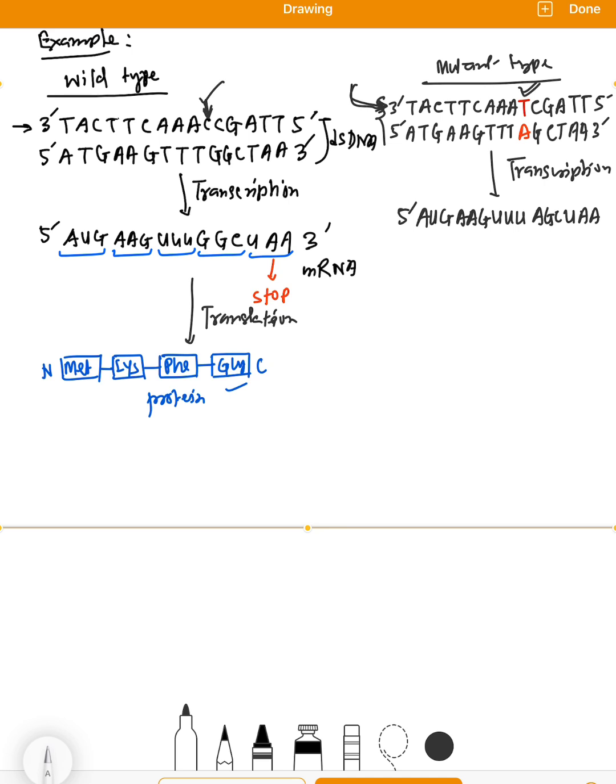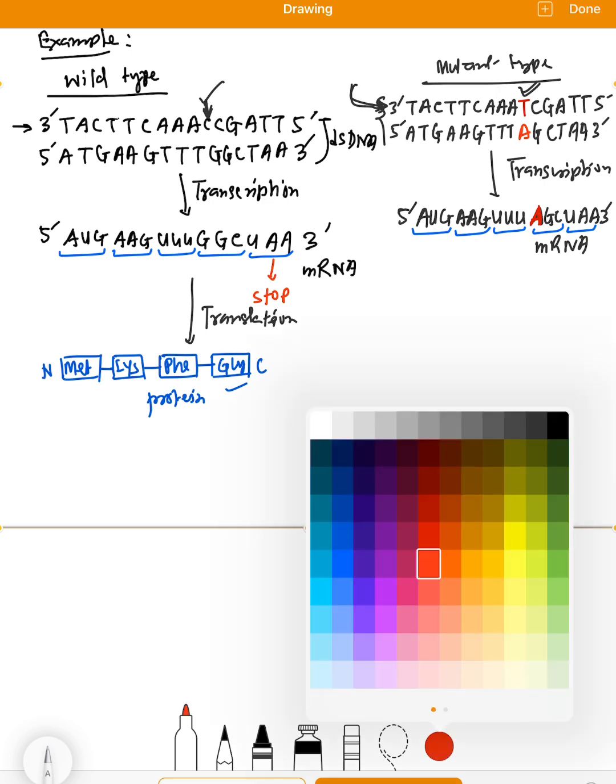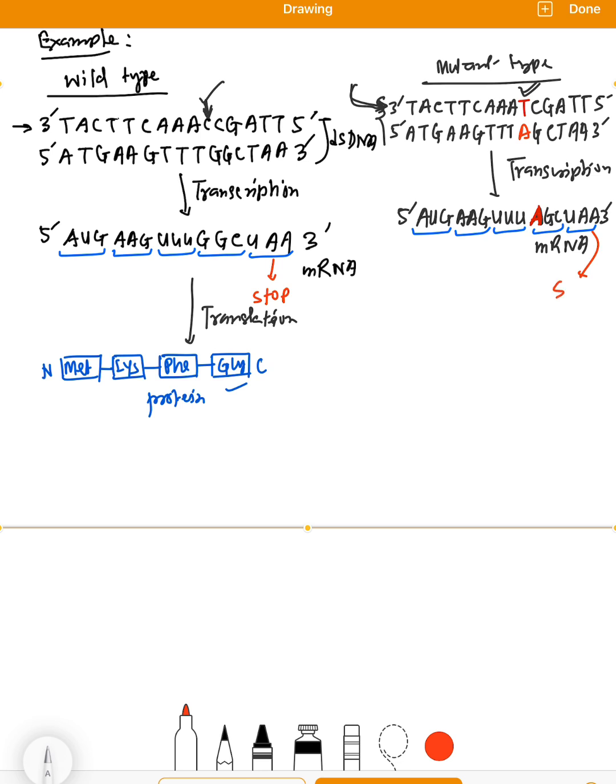So here this particular A is actually the mutated version, so that's why I am changing the color here. So this is the 3' end of this particular mRNA. This is the mRNA after transcription. Now in this mRNA we will get different types of codons. This is one codon, these 3 forming the next codon, then the third codon, then the fourth codon, and this is the fifth codon. The fifth codon UAA is a stop codon. It will not code for any amino acid.